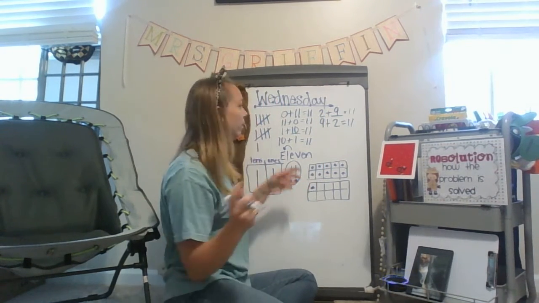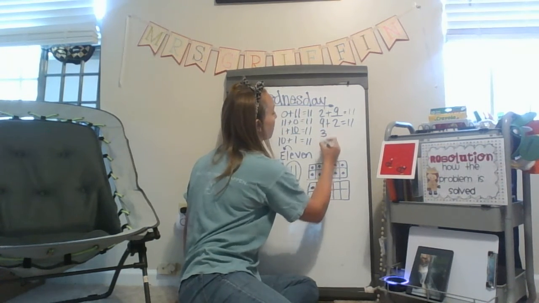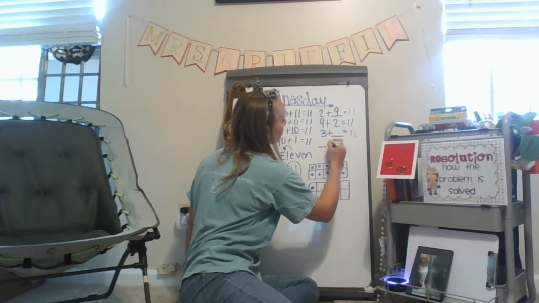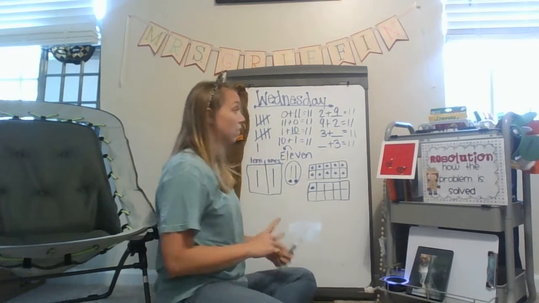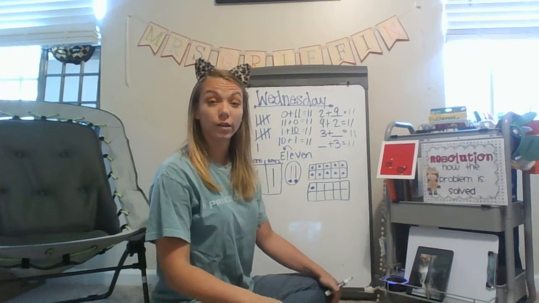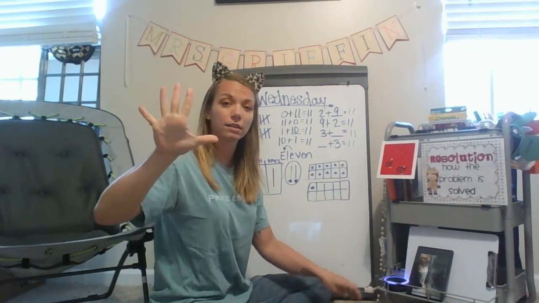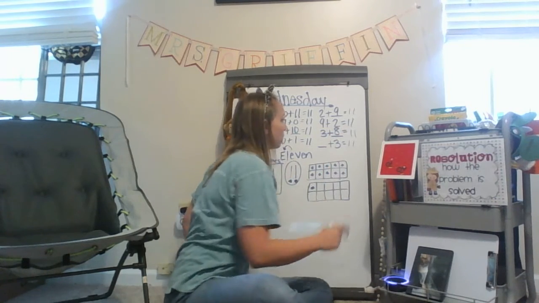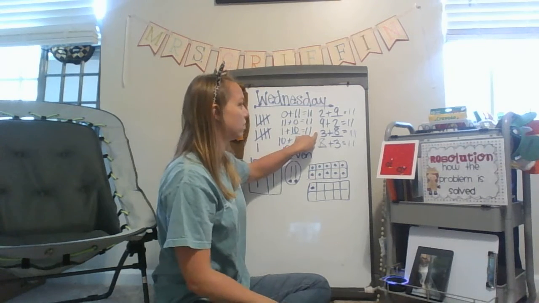What about 3? We've done 0, 1, 2. Time for the 3 family. 3 plus something equals 11. Something plus 3 equals 11. Well, if I'm not sure, I can always count up. 3, 4, 5, 6, 7, 8, 9, 10, 11. 3 plus 8 equals 11. 8 plus 3 also equals 11.